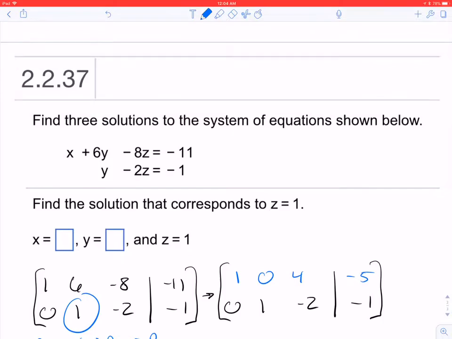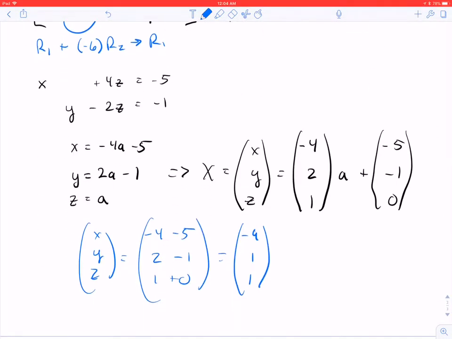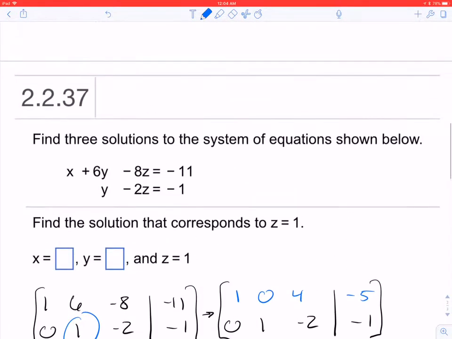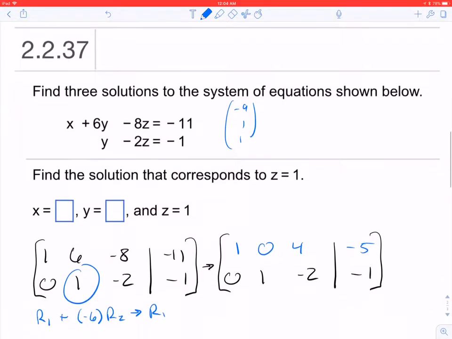So let's see. We said negative 9, 1, 1. Okay. So negative 9 plus 6 is negative 3, plus a negative 8 is negative 11. That checks out. And then 1 minus 2 is negative 1, so that checks out. So when z is 1, this solution works. So x is negative 9 and y is 1.